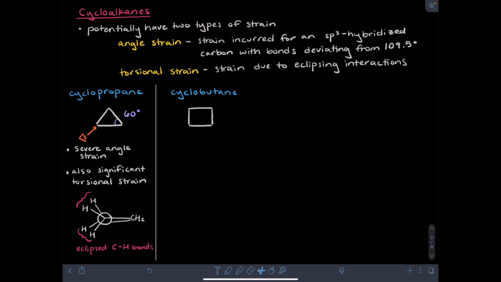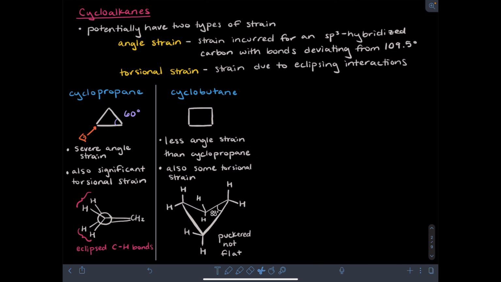The 4-carbon cyclic alkane is cyclobutane. This still has some angle strain, but less than cyclopropane has. Cyclobutane also has some torsional strain, but again less than cyclopropane does. To avoid having a lot of eclipsing interactions, cyclobutane is not flat. Instead, it adopts this puckered shape. In this puckered conformation, there's a bond angle of 88 degrees.